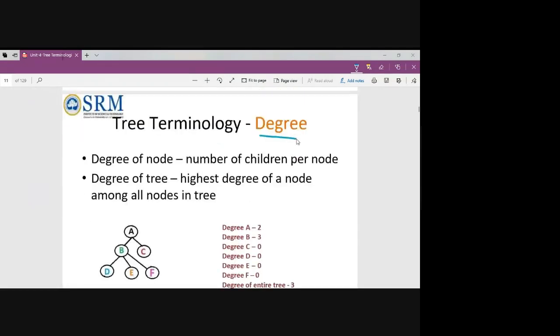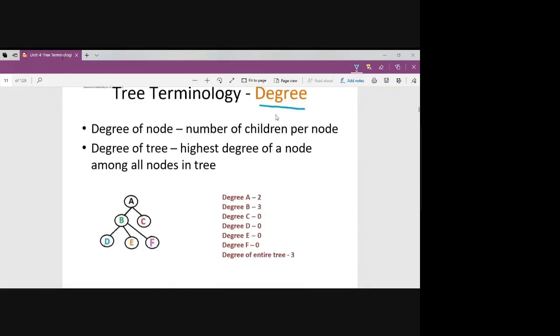And what is called degree? You should know this very well, because in the 5th unit there is a topic called topological sorting, where you sort based on the degree alone. The degree of a node is the number of children for that particular node. For A, it has only two children, so the degree of A is 2. B has 3 children, so B's degree is 3. But for C, it is 0. For D, it is 0. For E and F, it is 0. When I ask node-wise, you can tell how many children it has. That is the degree of the particular node.